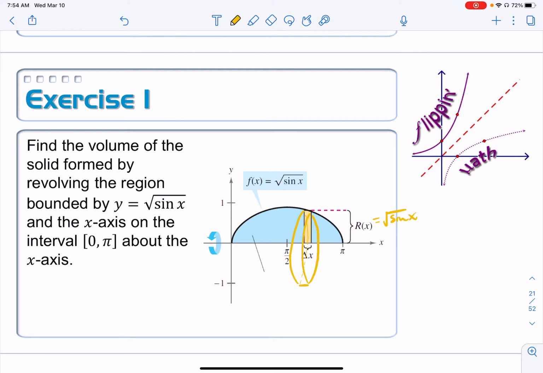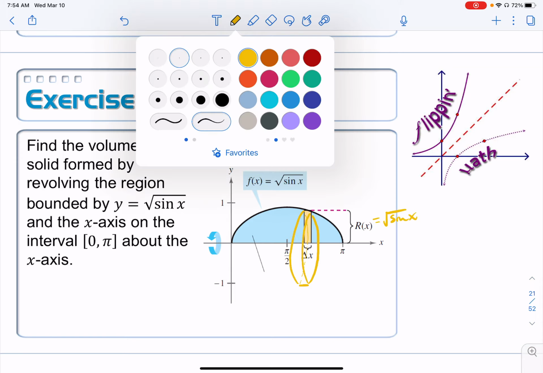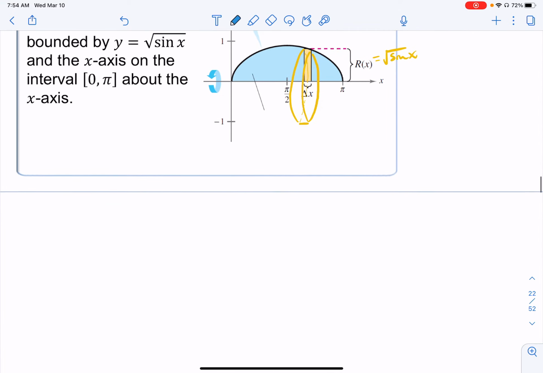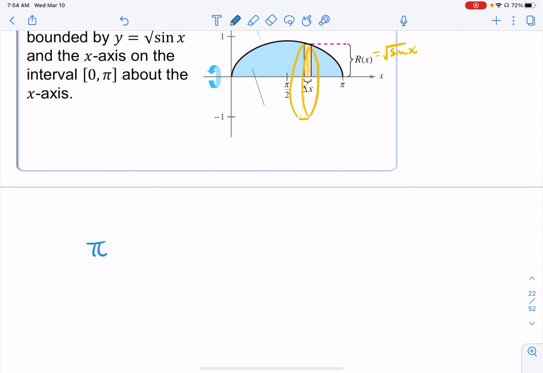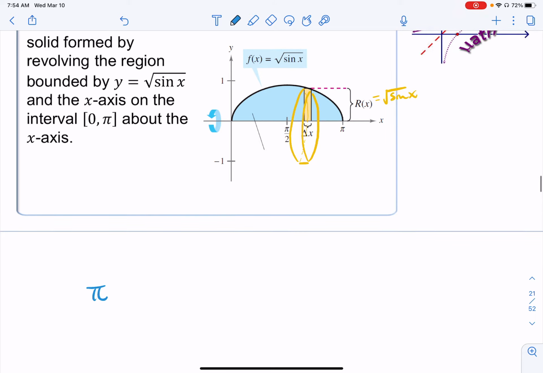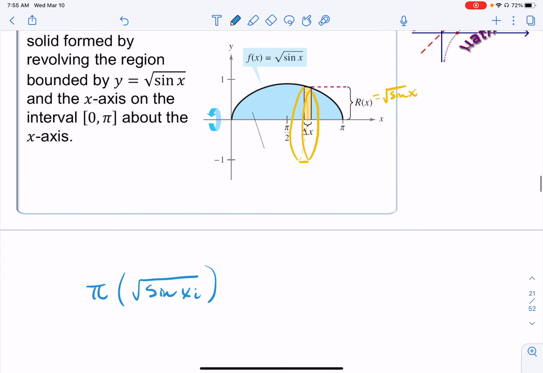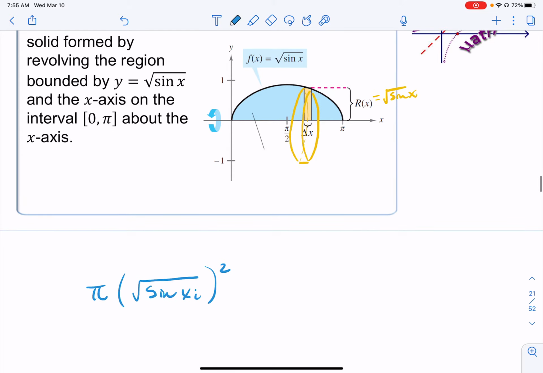Yeah, probably it doesn't. So let's set this up as finding some sort of volume of one of these disks, specifically just that mustard colored one that's right there. So it would be pi times my radius, and my radius is going to be the square root of sine of x sub i. So that's like a random x coordinate within this subinterval, left endpoint, right endpoint, midpoint, whatever, which we need to square. And then multiply that times our height, and our height is the width of this disk that's right here, delta x. So there's the volume of one of them.